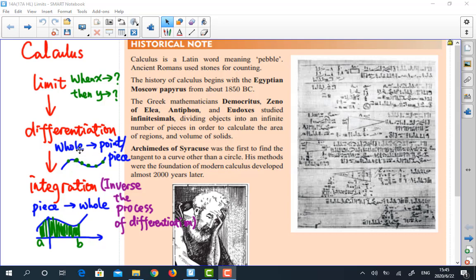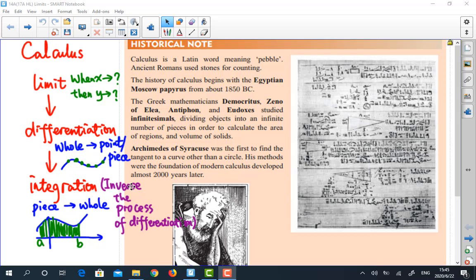So that means we change the whole to the point or piece view to look at what can happen right beside this kind of point or on this point. What will happen to that point? By looking at what will happen to every single point on the curve, we can get the view on the entire curve.